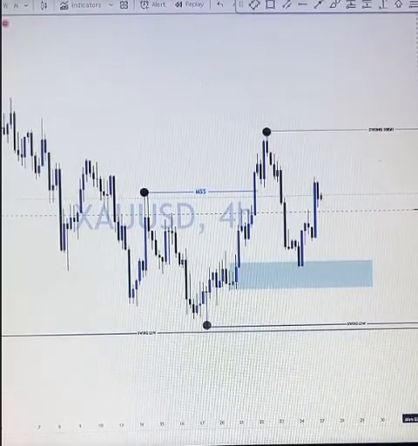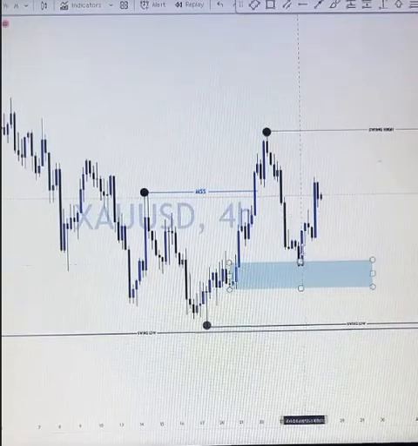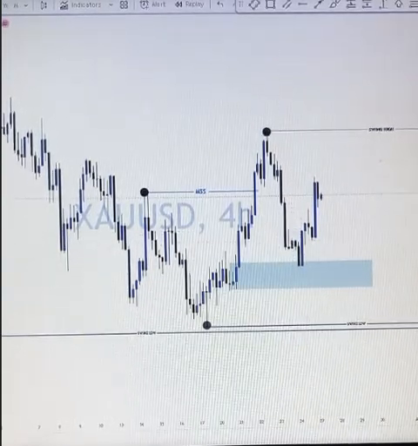Entry confirmation on a lower time frame. Yes, which is 15 minutes. I just showed you guys.